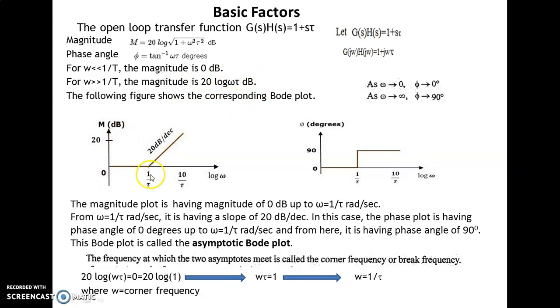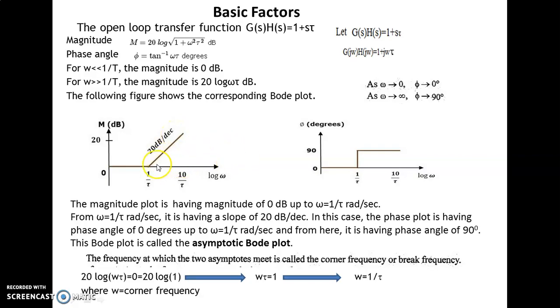So up to this value, 1 over omega tau, the slope is varying. Up to this it is 0 dB per decade, and from here the slope is 20 dB per decade. Okay, the magnitude plot is 0 dB up to omega equal to 1 over tau radians per second. At this point, it has a slope of 20 dB per decade.